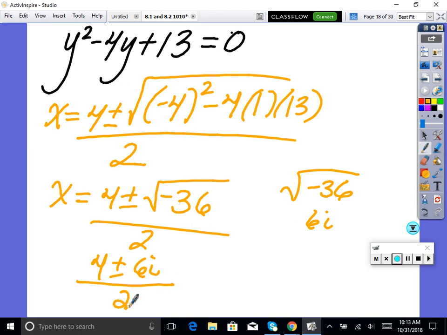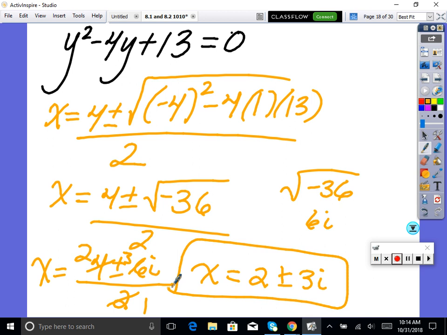Don't all three things divide by 2? So this divides by 2 becomes a 1, a 2, and a 3. So our answers are x is equal to 2 plus and minus 3i, which is our two solutions, right? Because we could split it up if we so desired.